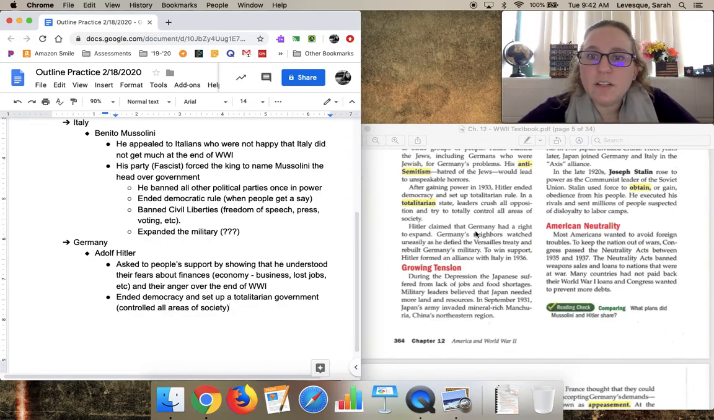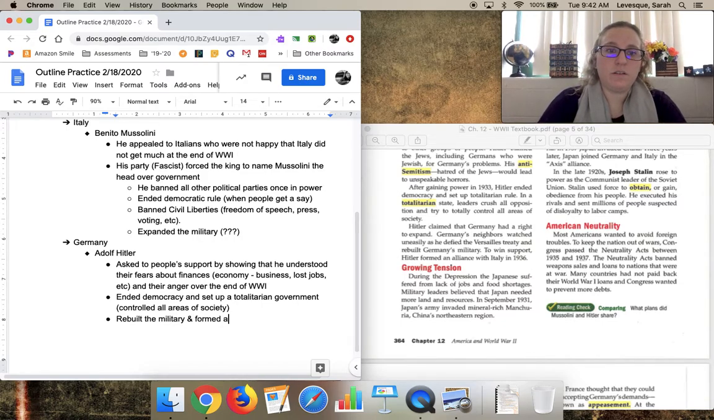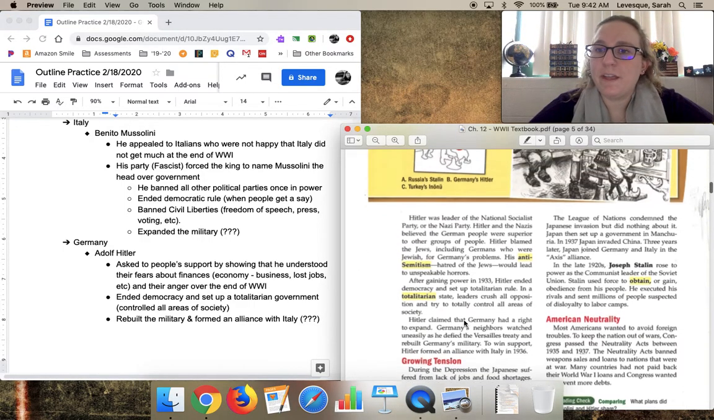Hitler claimed that Germany had the right to expand. Germany's neighbors watched uneasily as he defied the Versailles Treaty and rebuilt Germany's military. So he rebuilt the military and formed an alliance with Italy. I don't know if I want to use this information again, but I'm just going to leave it there just in case.